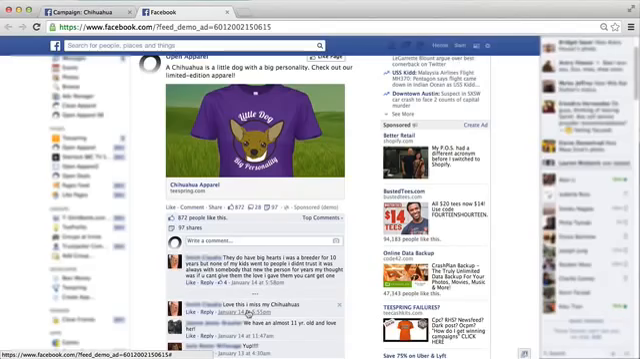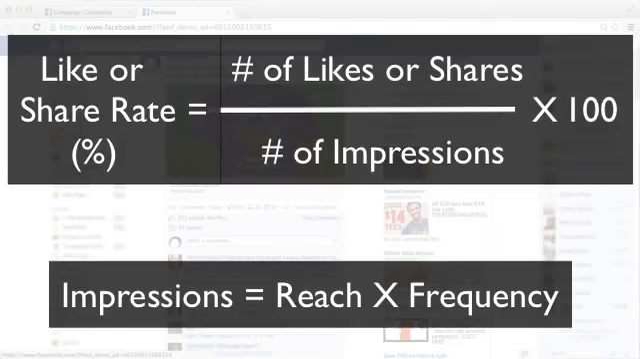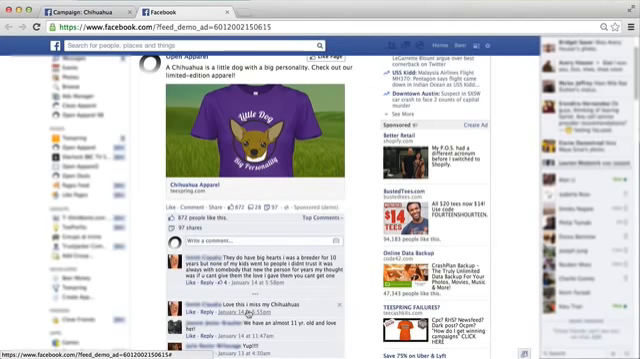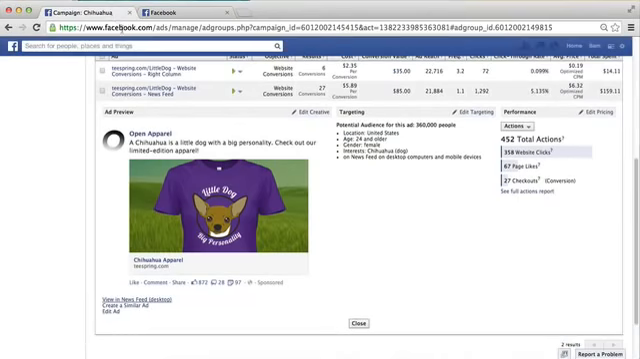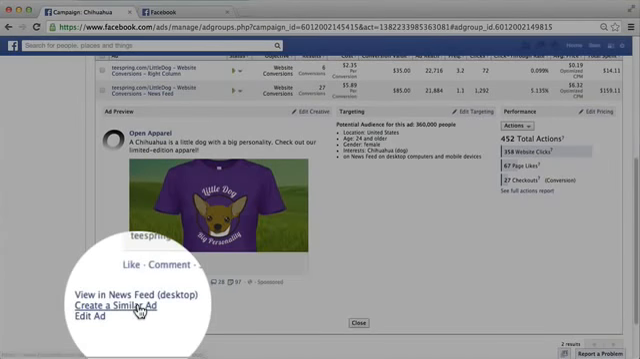These metrics are easy to calculate. To get impressions, multiply reach and frequency. To get like and share rates, just divide the number of likes or shares by the number of impressions and multiply by 100. If your ad isn't performing well, or its performance is beginning to decline, it's a good idea to try some different targeting. Click Create Similar Ad.